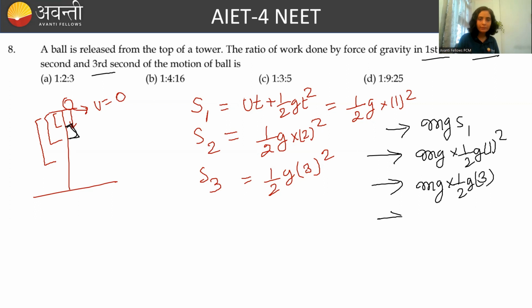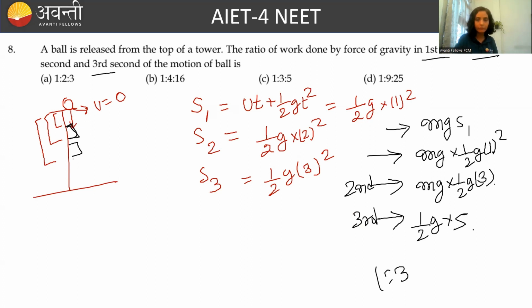ठीक है. Now distance covered in, ये second की बात किया मैंने, third second. So distance covered in third second is this one. And this distance we can calculate how? If we subtract S2 from S3. So let's write that half g, 3 ka square minus 2 ka square, 9 minus 4, that is 5. So what will be their ratio, work done ratio? 1:3:5. So correct answer will be this. Okay, I hope it is clear.